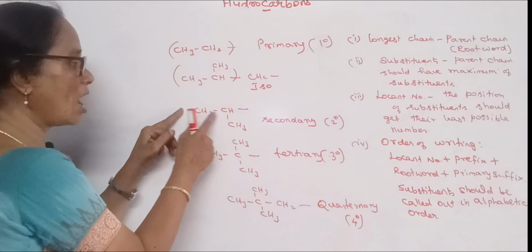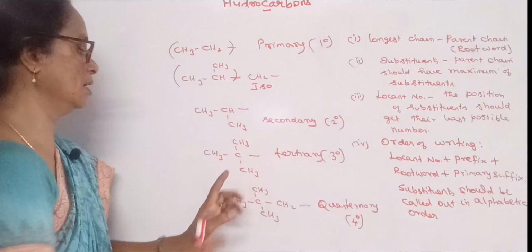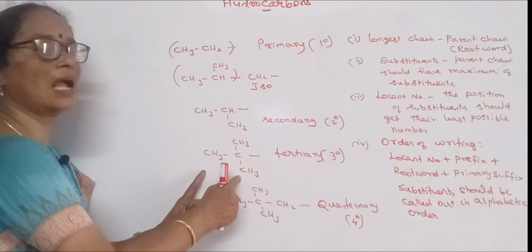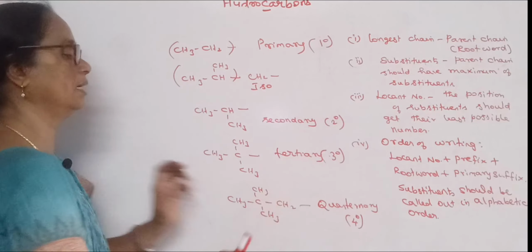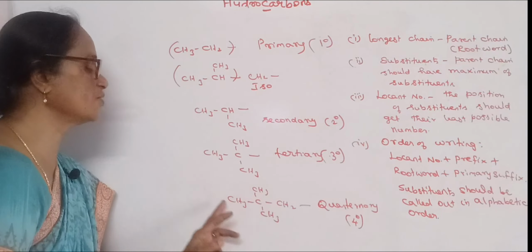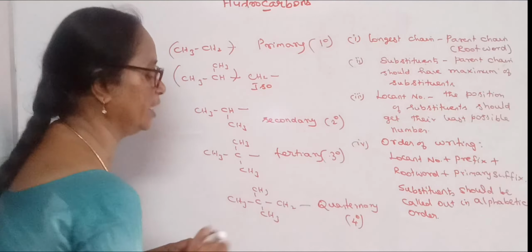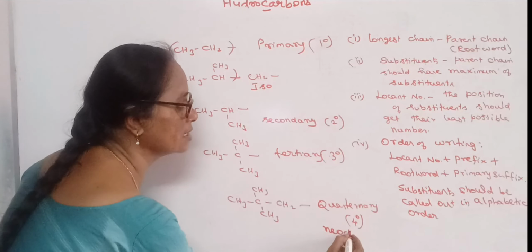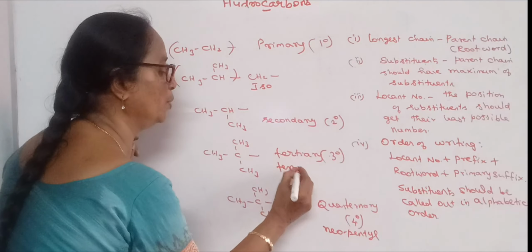And here the carbon has 2 alkyl groups, so it is said to be secondary. Here the carbon has 3 alkyl groups. As the number of alkyl groups increases, the degree also increases. So it is tertiary. And here the carbon has 4 alkyl groups, which is said to be quaternary, or it is a neopentyl structure. It is neopentyl. This is tertiary butyl.